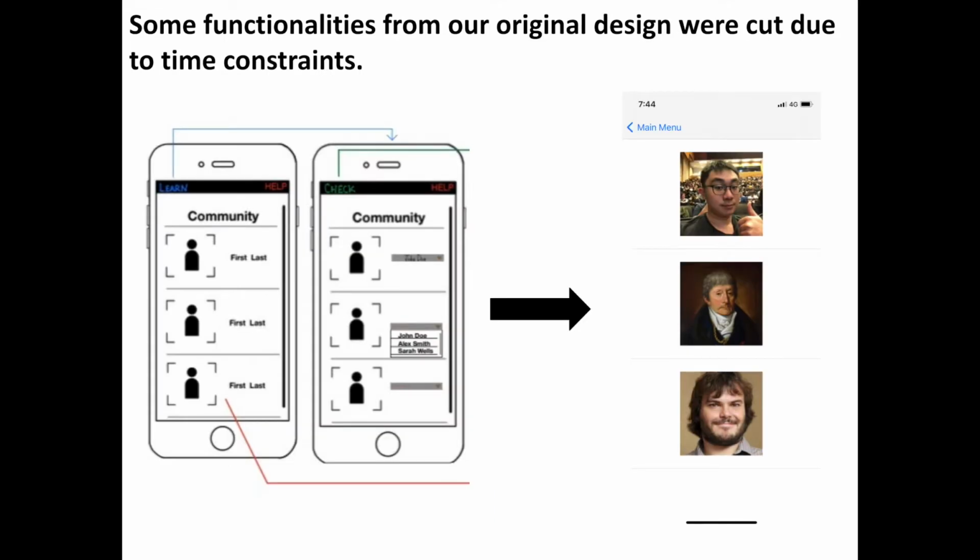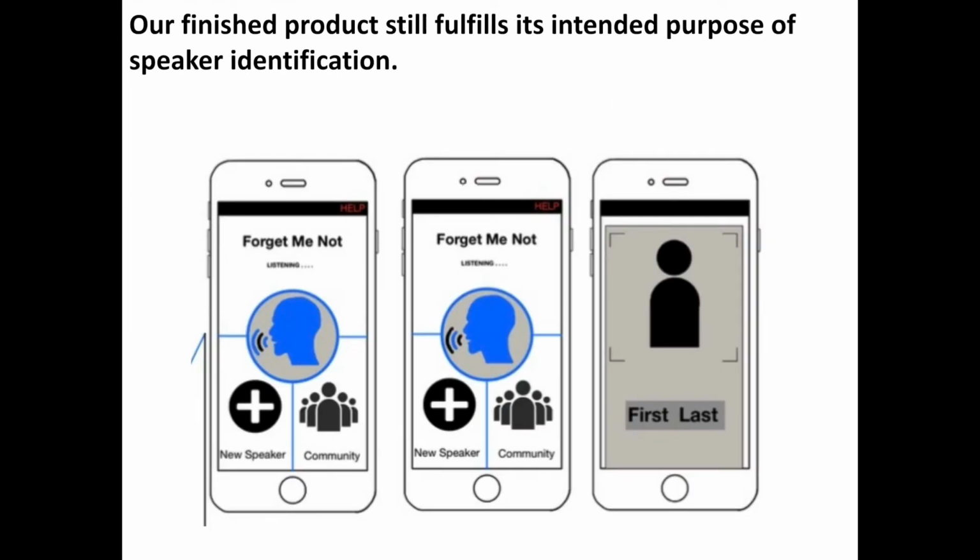So, after 2 months of development, what did we produce? Let's assess it. Indeed, some functionalities were cut from the original design due to time constraints. For example, we originally allowed users to edit their profiles, but since it requires designing another API path, we cut that feature. But still, our finished product still fulfills the intended purpose of speaker identification.